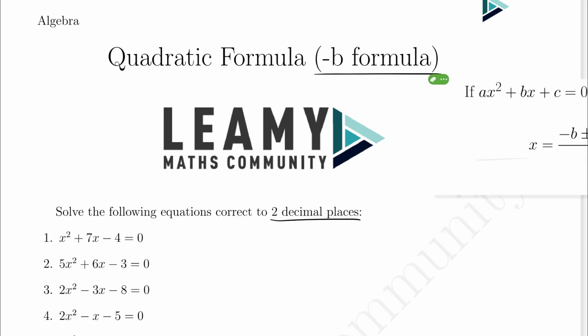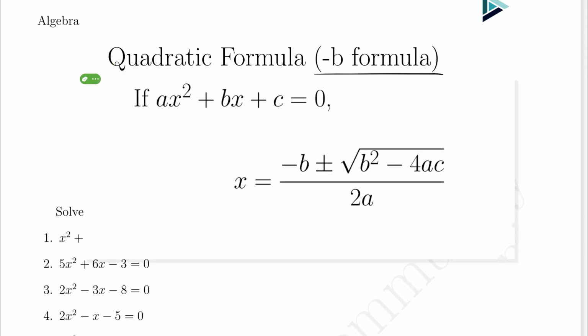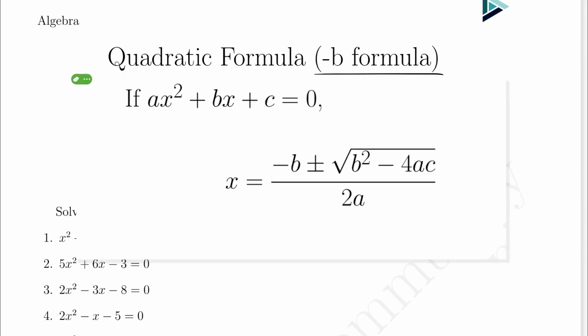So the quadratic formula is fairly straightforward, and it tells us that if ax squared plus bx plus c equals 0, in other words, that's just the general description of any quadratic equation, and we want to solve for x, well, x will equal minus b plus or minus the square root of b squared minus 4ac all over 2a. So this is the formula that we can use to solve any quadratic equation. So let's have a look at an example here.